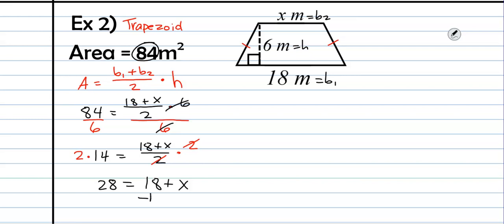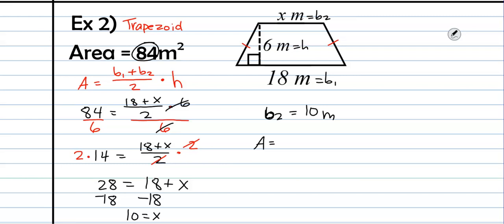Now to get that x by itself, let's just subtract 18 from both sides, and we end up with 10 equals x. So remember, that was our base 2 that we were looking for, so base 2 is going to be equal to 10 meters.